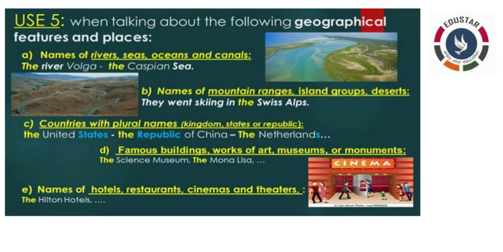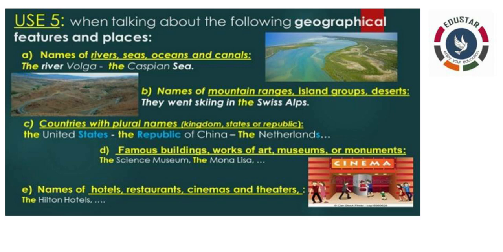The is used when talking about the following geographical features and places. Names of rivers, seas, oceans and canals. We can use the before that. Names of mountain ranges, island groups and deserts. We can use the. Countries with plural names.